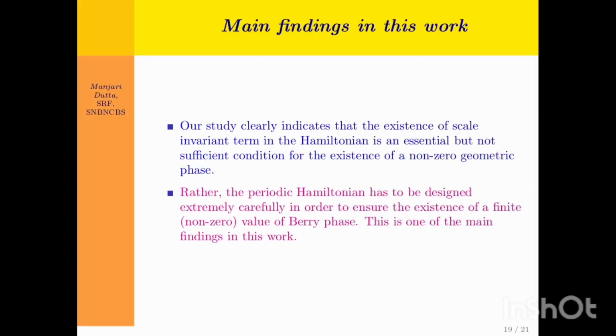So what are the main findings in our work? Our study clearly indicates that the existence of a scale invariant term in the Hamiltonian is an essential but not sufficient condition for the existence of a non-zero geometric phase. Rather, the periodic Hamiltonian has to be designed extremely carefully in order to ensure the existence of a finite non-zero value of the Berry phase. This is one of the main findings in this work.